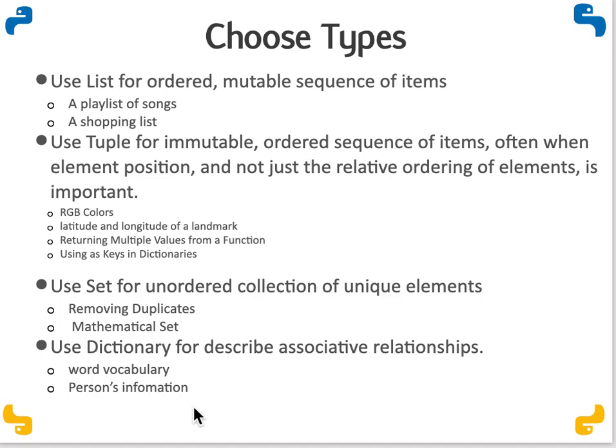Now, let's imagine you are building an application. You need to store a list of songs, a set of coordinates, and information about a user. How do we organize all of this data in Python? The first step is choosing the right data structure. First, we have lists. Think of a list as an ordered, changeable container. It's perfect for things where the order matters and you may need to add or remove items, like a playlist of songs or a shopping list.